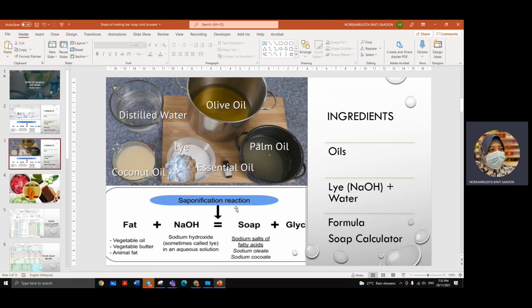And olive oil, for example. Olive oil can contribute moisture to your skin, to make your skin smooth. This is more suitable for dry skin. You also need distilled water. If you don't have distilled water, it's also fine, no problem. Just use any water or drinking water to dilute your lye.